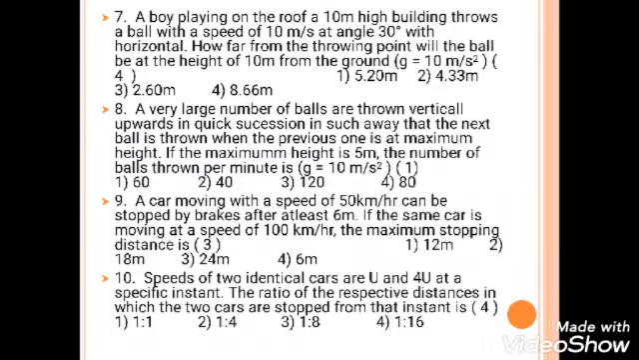Next, if the ball is thrown, here a number of balls are thrown vertically upwards. Here one condition is there. When the first ball is thrown, the second ball is only thrown when the first ball reaches the maximum height. That means we have to find out the time at which the second ball has to be projected. For that, how can we find it out?